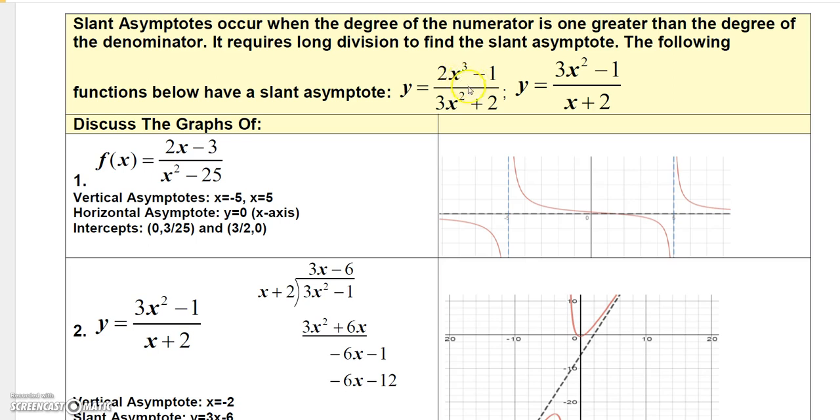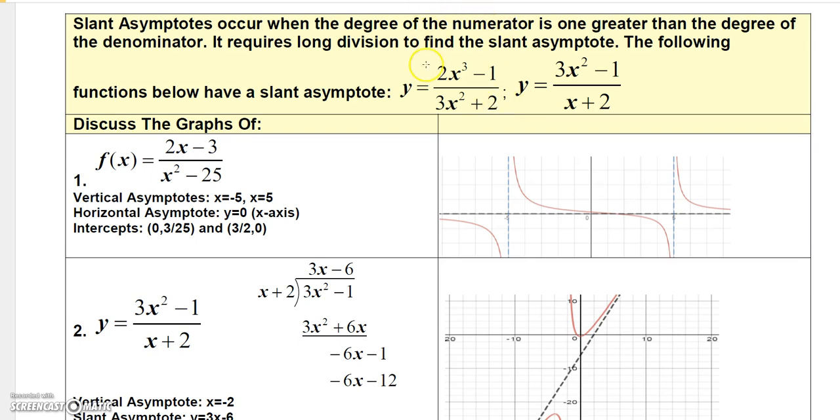any horizontal asymptotes. But on both of these cases, the degree of the numerator is just 1 unit greater than the degree of the denominator. So both of these graphs would have slant asymptotes.